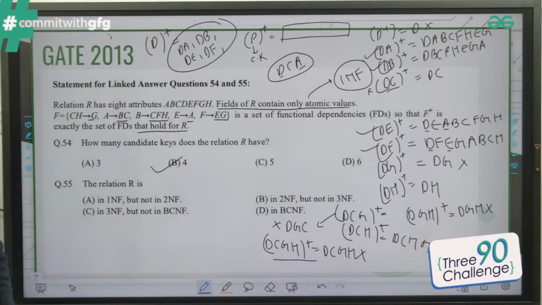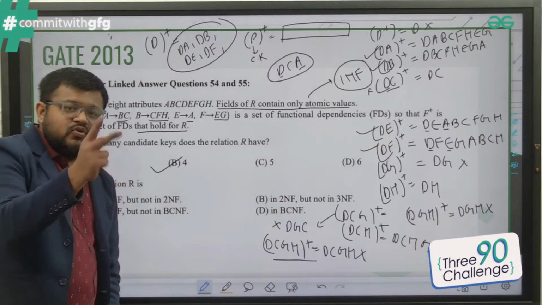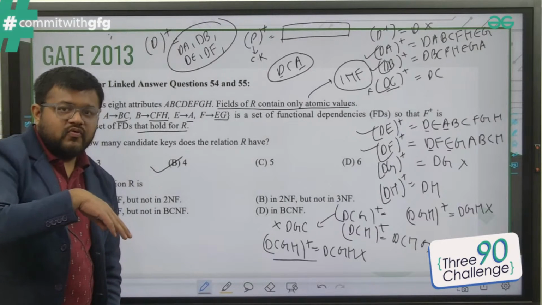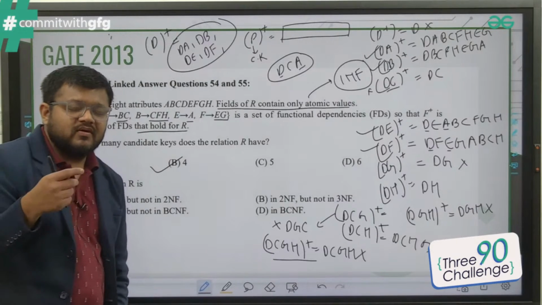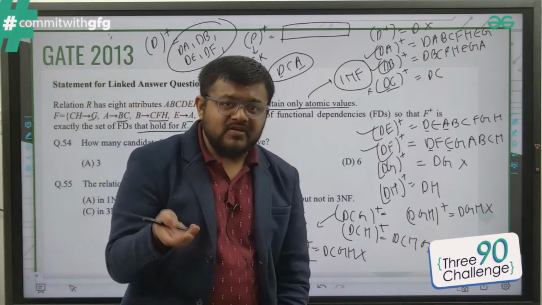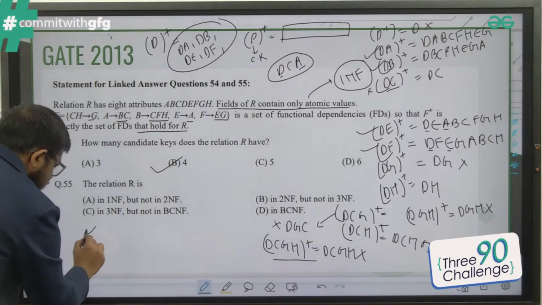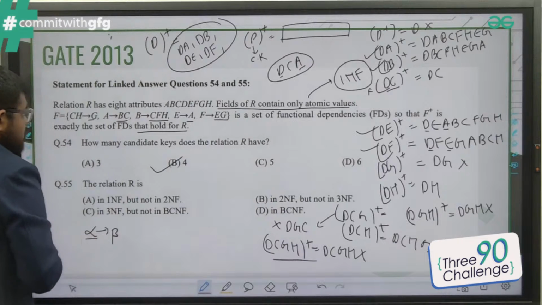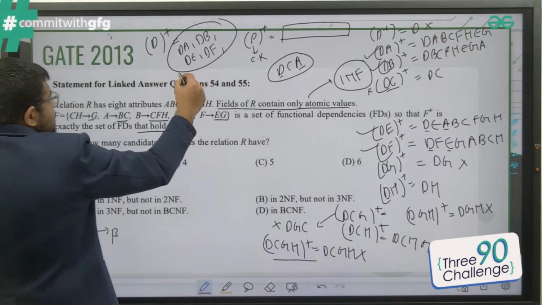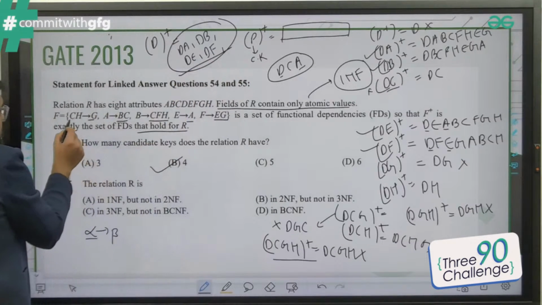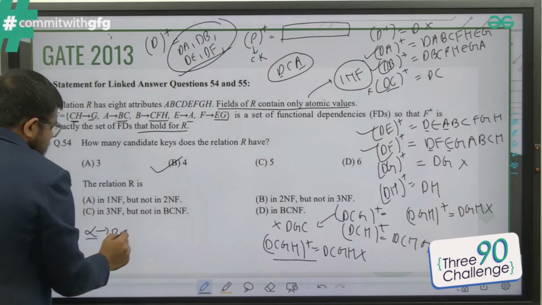For 55, the relation R is in which normal form we want to find. So what I said, first you find for BCNF, then you go for 3NF, then you go for 2NF. Because if a database is in BCNF, it is obviously in 3NF, 2NF and 1NF. So what is BCNF? For all functional dependencies alpha to beta, alpha must be a super key. What are the keys? DA, DB, DE, DF. Is CH a super key? No. So it is not in BCNF.